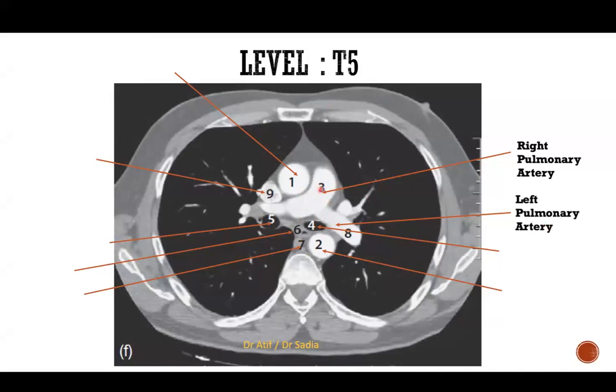How do you know which one's right, which one's left? Simply, this one is going to the left side because, as we said, this is the left side. So this one's going to the left side, so it's the left pulmonary artery. This one will rotate and go to the right side, so it's the right pulmonary artery.